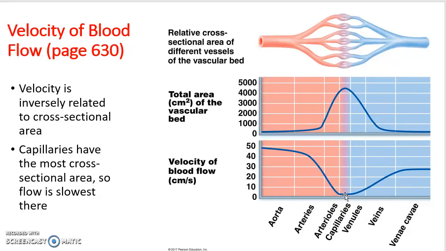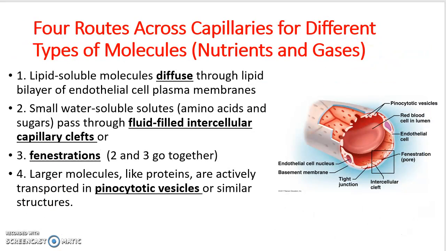Again, this has a lot to do with the fact that blood is going to start going into these small capillaries and slow down because it's rubbing on the walls of these vessels. And so that is where this relationship comes in. So long story short, capillaries have the most cross-sectional area of all the vessels, so the flow is the slowest there.